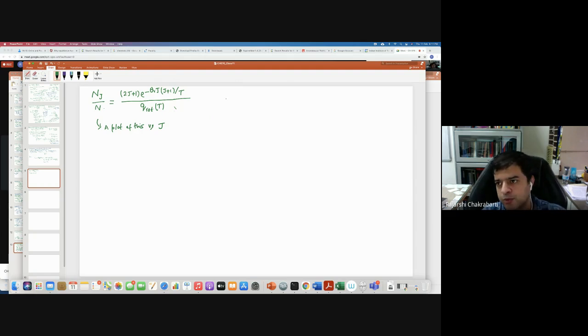And J is 0 to infinity. But you have 2J plus 1, so this will compensate, because there is a competition between these two terms, 2J plus 1 and this exponential of minus J square kind of thing. Okay, is this clear?